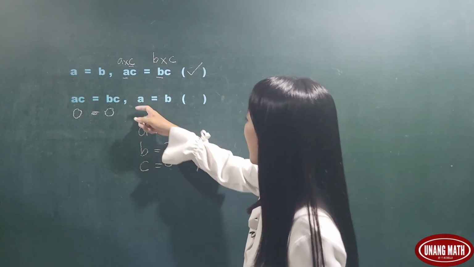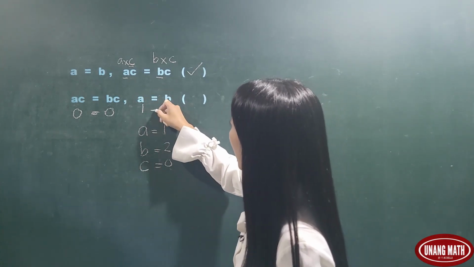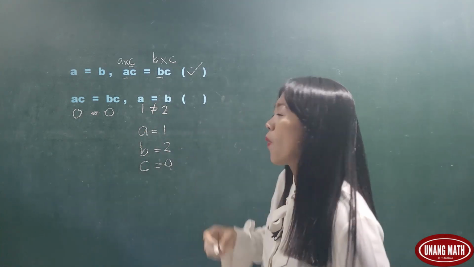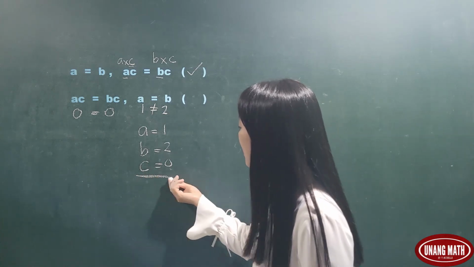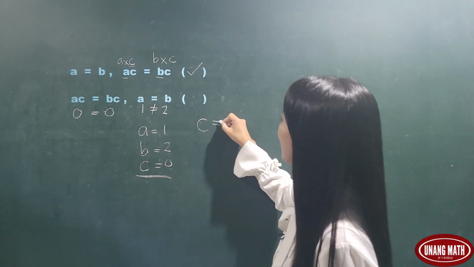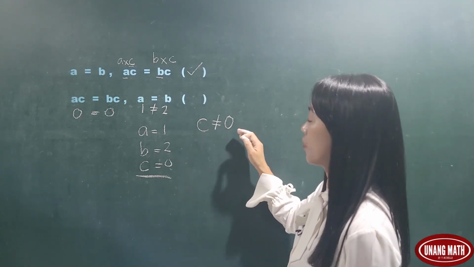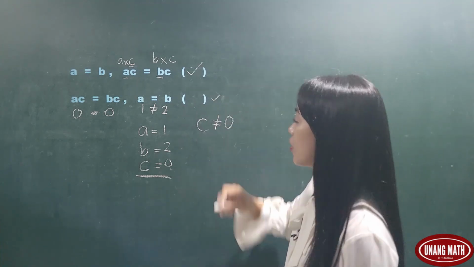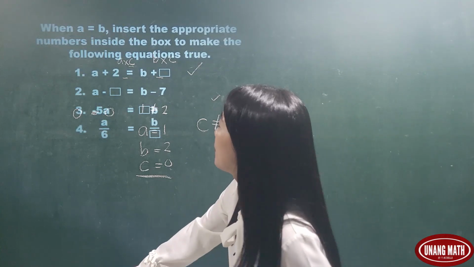But A, which is 1, and B is 2. 1 is not equal to 2. That's why C must not be equal to 0, to keep the equation true or equal. Okay, let's give more examples.